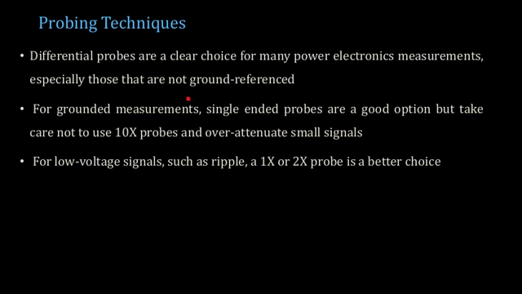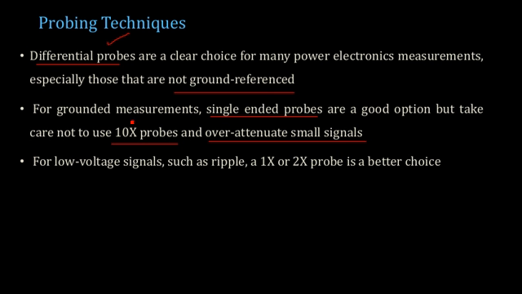Now these are some of the different probing techniques that you can think of. So differential probes are generally used for most of the measurements which are not ground referred. If you don't have a ground reference, you are measuring values between 2 points in the circuit, then you should be going for differential probes. For grounded measurements, you are using single-ended probes, and if you are using higher attenuated circuit probes, you might over attenuate small signals. So that also needs to be carefully chosen.